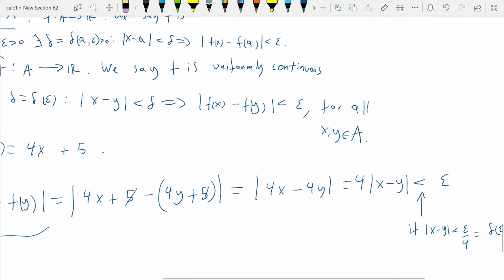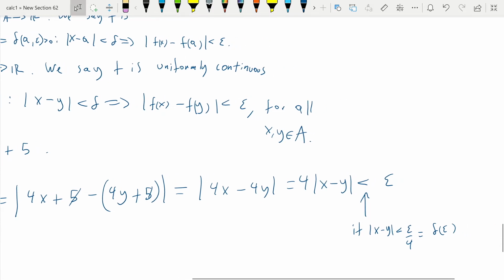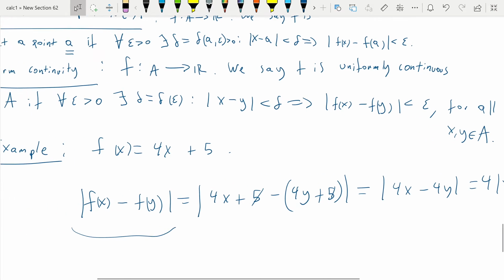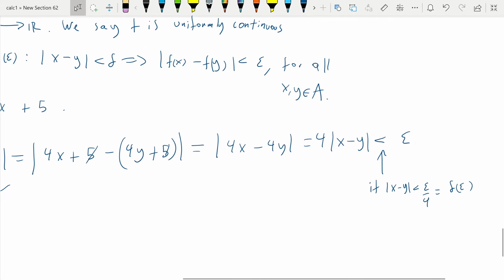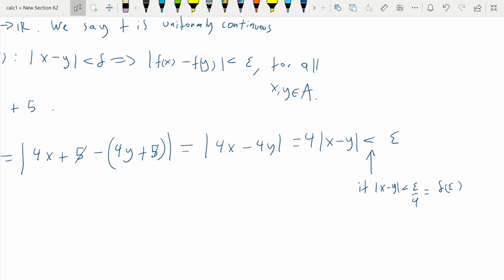And you see, here the delta doesn't depend on the point x or y. Delta is just a delta of epsilon. So you can make sure that f of x minus f of y is going to be within distance epsilon, provided that x and y are close enough. Close enough meaning closer than epsilon over 4 in this case. But that distance here doesn't depend on the point x or the point y.